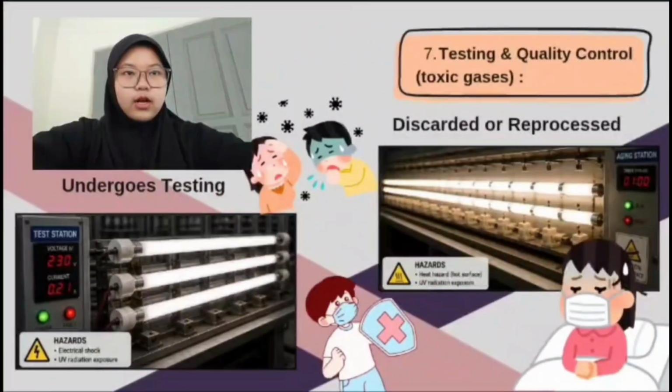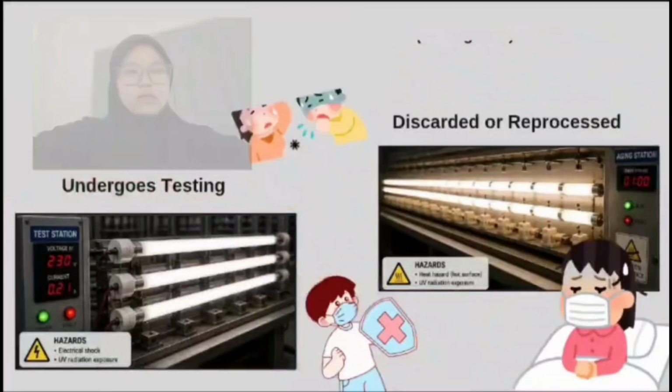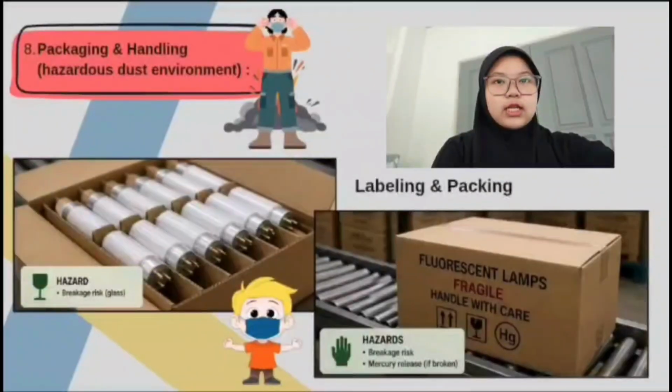The next point is testing and quality control, which means the fluorescent light bulbs will undergo testing and be discarded or reprocessed. Workers may be exposed to toxic gases during the bulb testing if a leakage occurs. Last but not least is the packaging and handling process. During labeling and packing, there may be some broken fluorescent bulbs which can release mercury and glass dust that may harm the workers' health.